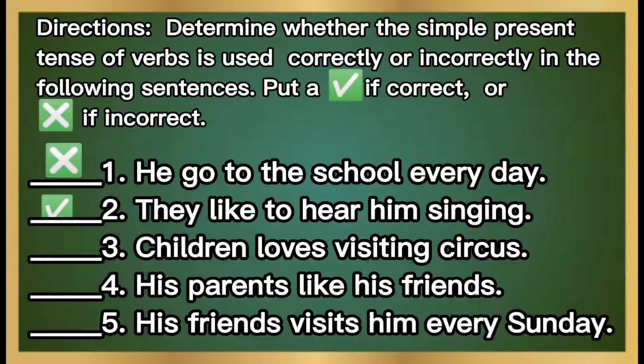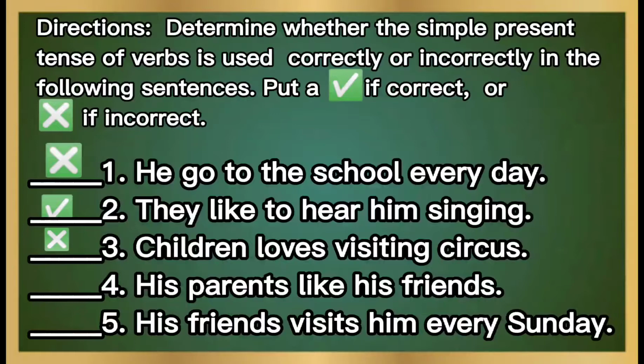For number 3, children loves visiting circus. Children is in the plural form. So the verb should not be added S to it. So number 3 sentence is X.